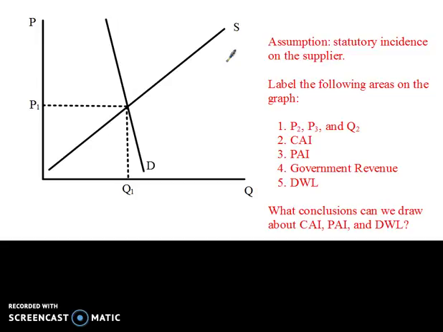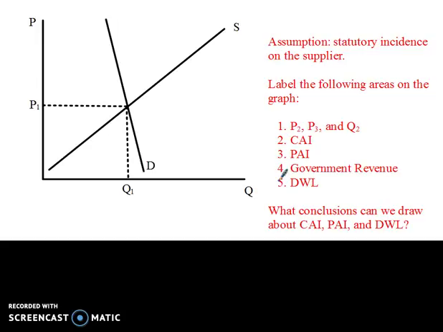On this podcast, we're going to continue looking at tax incidence, and specifically, we're going to play around with the shape of the curves, specifically the demand curve, and see what happens to consumer actual incidence, producer actual incidence, government revenue, and deadweight loss when we play around with the curve.